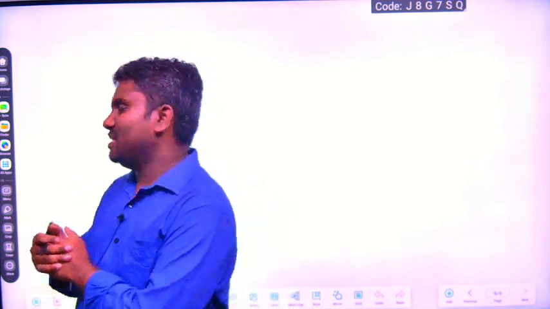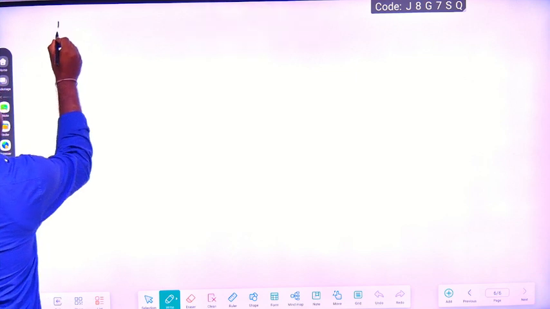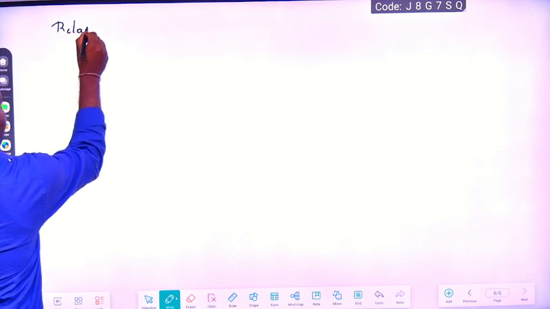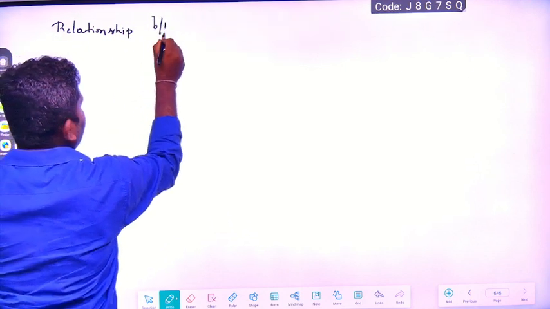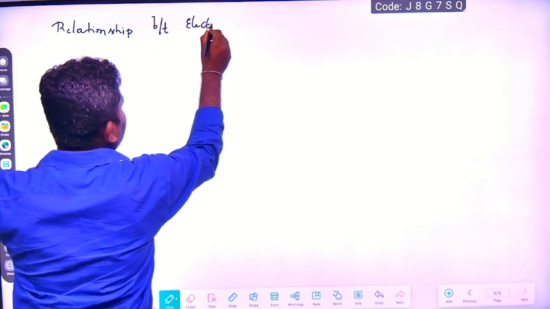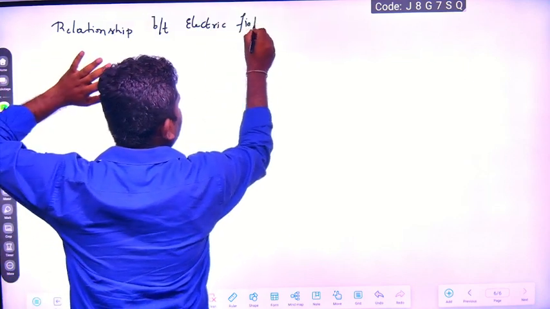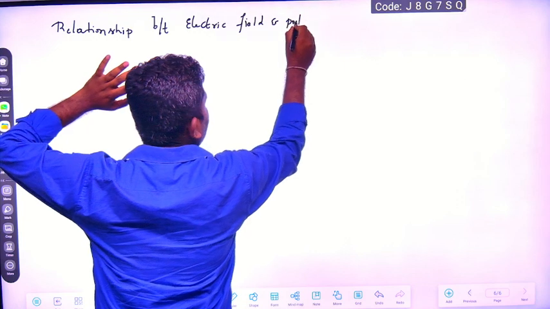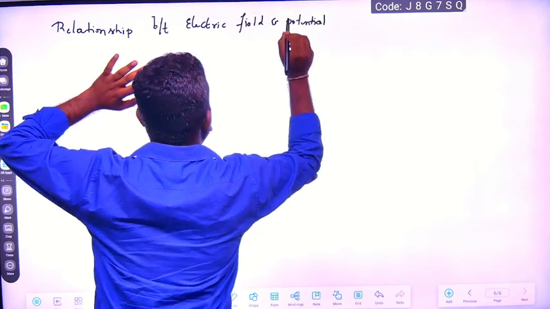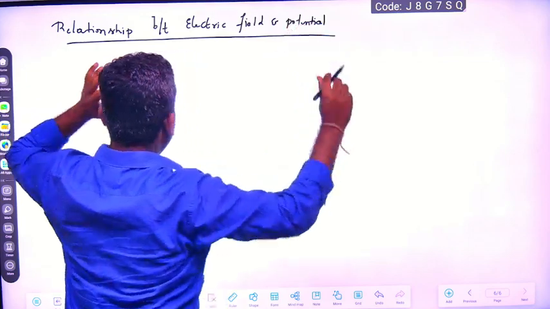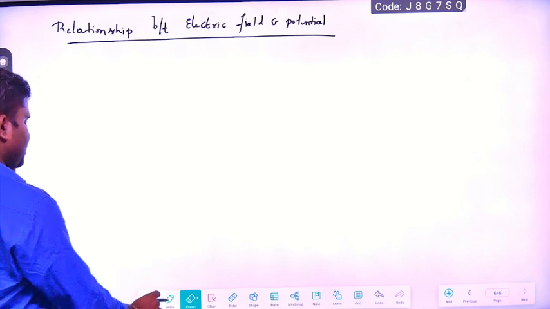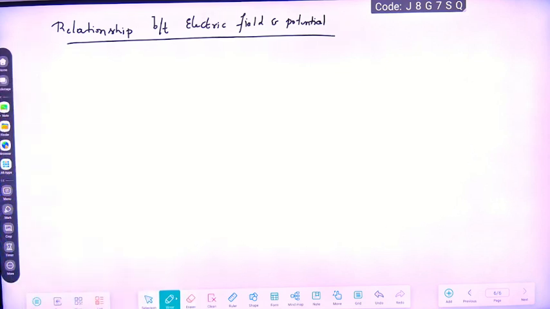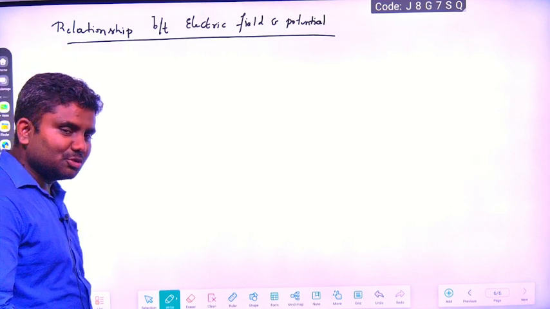Derivation. Okay, please stay. Relationship between electric field and potential. Very, very important. It will be asked in the board exam. Relationship between electric field and potential. What is the relationship? You know, actually I explained, but I will do the derivation now.